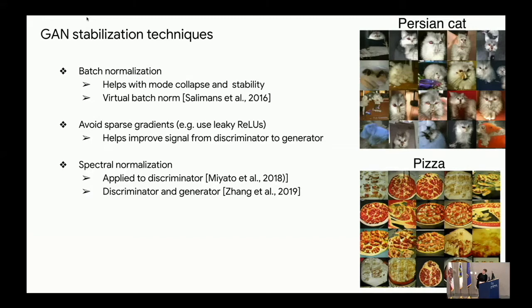These synthesized images are coming from this paper. So again, now we're really getting into state-of-the-art image generation stuff. These are synthetic pizzas and synthetic cats, because everybody loves cats and pizza, so these are good examples to show. And then this work later applied it at both the discriminator and the generator and found it was helpful there.